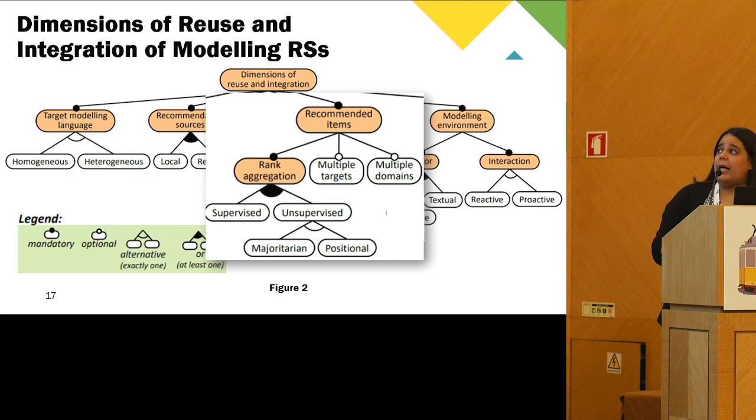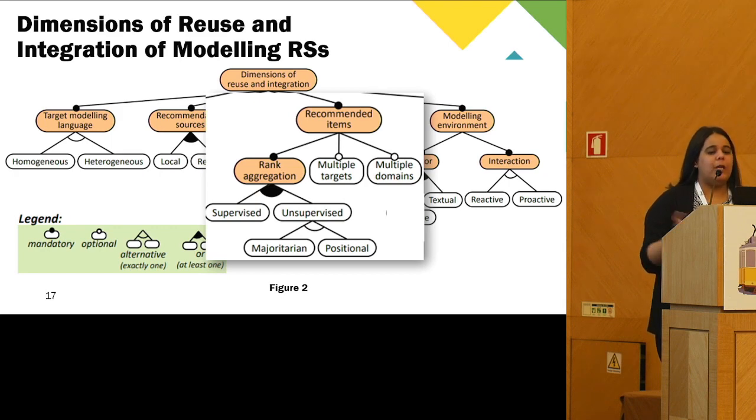The recommendation items can be for multiple targets. You can have different targets at the same time, different domains. Sometimes these recommender systems for model engineering are domain specific, developed only for the bank domain and so on, so you may have multiple domains. And finally, the aggregation rank. If you have the same type of item being recommended for a particular target, you may need to rearrange all those recommendations if you aggregate multiple recommender systems. For this one, you have supervised and unsupervised, and unsupervised has majoritarian and positional.